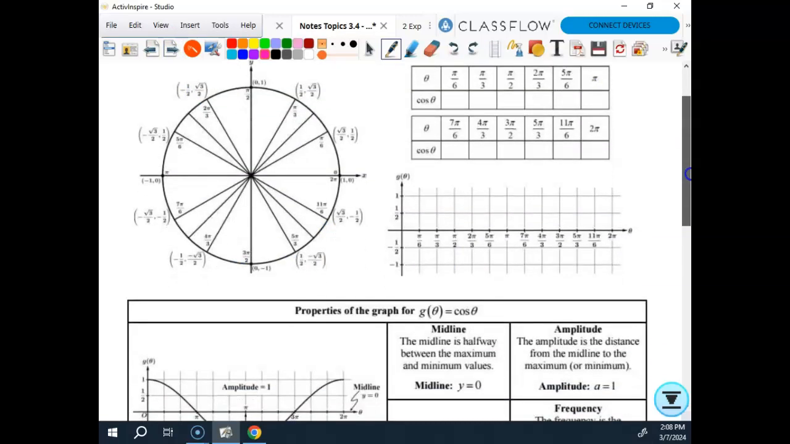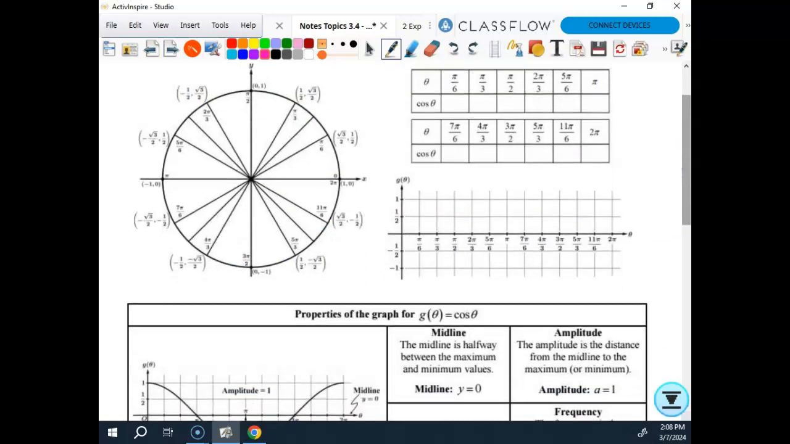So now I'm going to remind you that in the unit circle, this is cosine theta, sine theta.